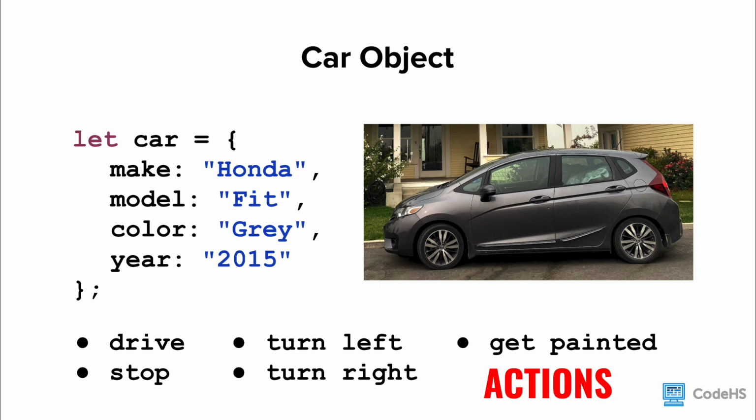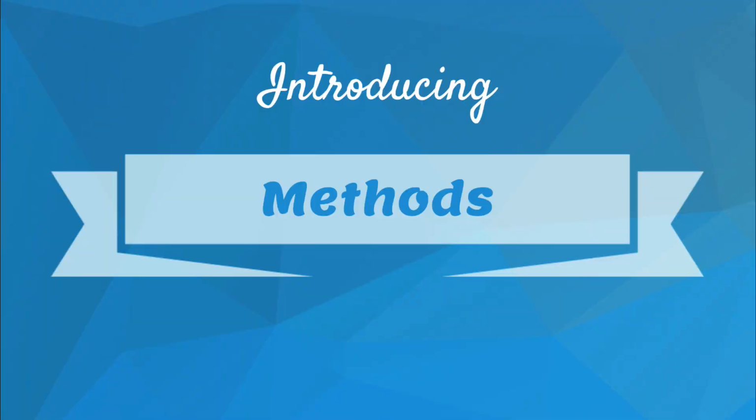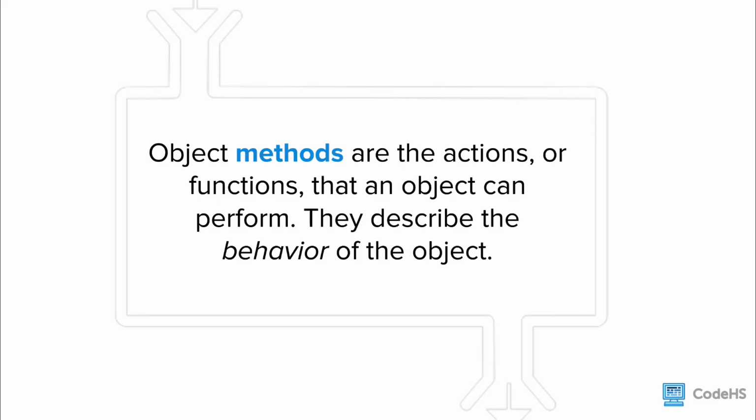Just like we are able to define properties using the key-value pairs in an object, we're also able to define actions as well. These object actions are called methods. Introducing object methods. Object methods are the actions or functions that an object can perform. They describe the behavior of the object.